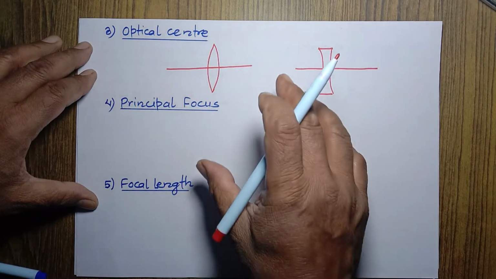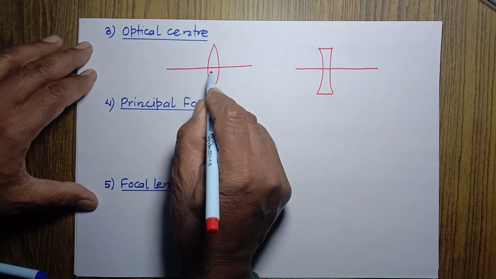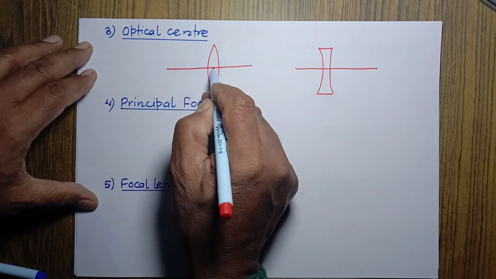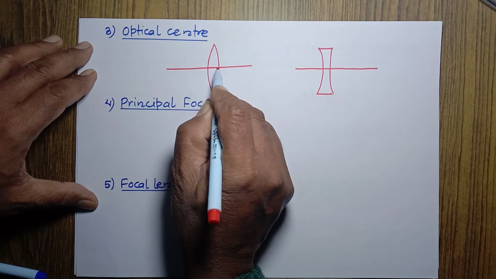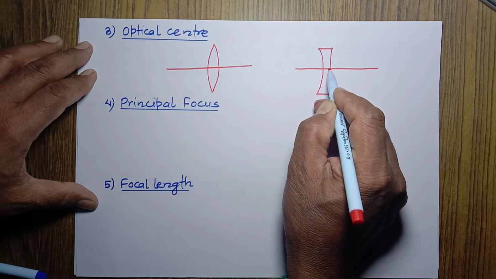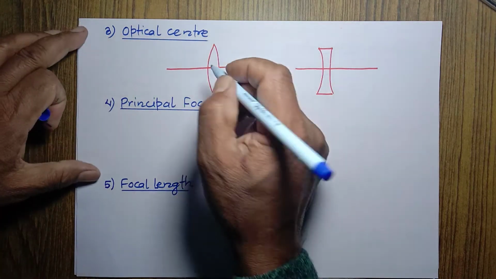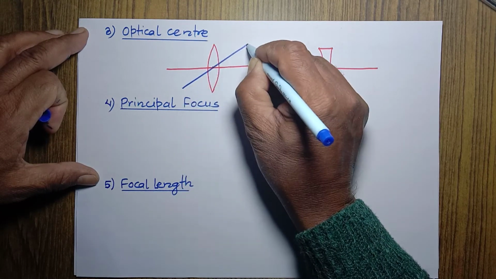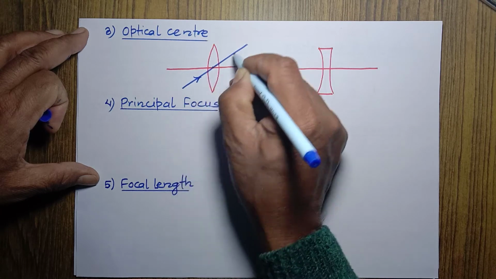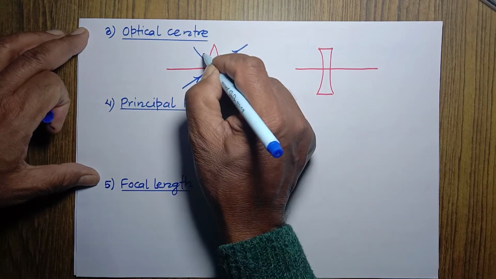Now, optical center is a point on the principal axis within the lens. Within the lens, this is the principal axis. The point within the lens on the principal axis, this one, through which light passes without bending. This way. If light comes from this side, it passes without bending. This way.